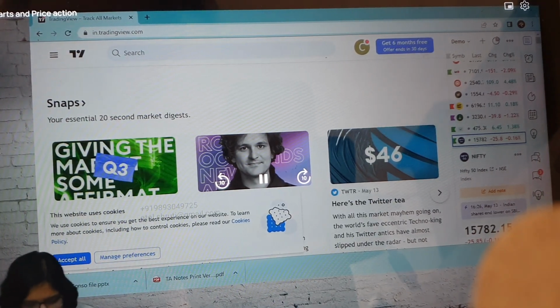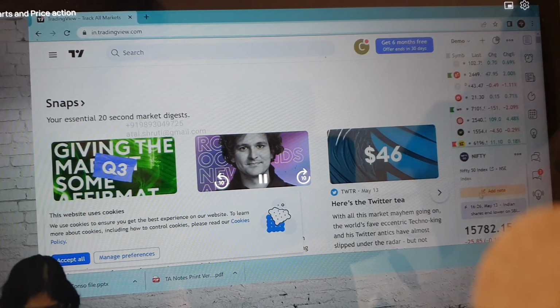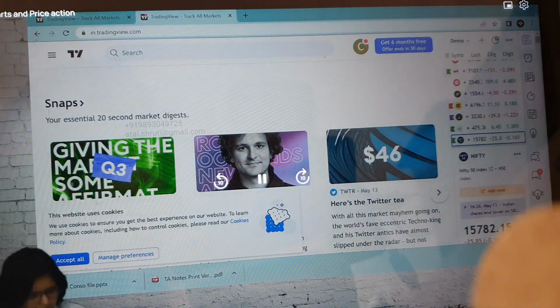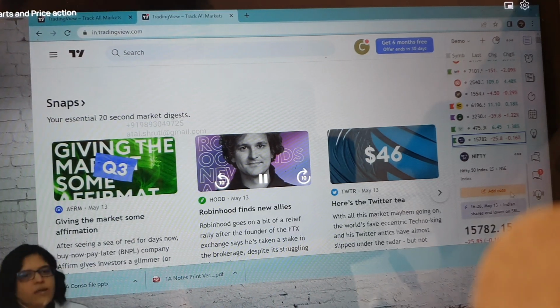Alright, so now let us just pull up any specific example. Which one do you want? HDFC, chalo, okay. I'll show you from the beginning. So this is where you land first once you come to the TradingView website.